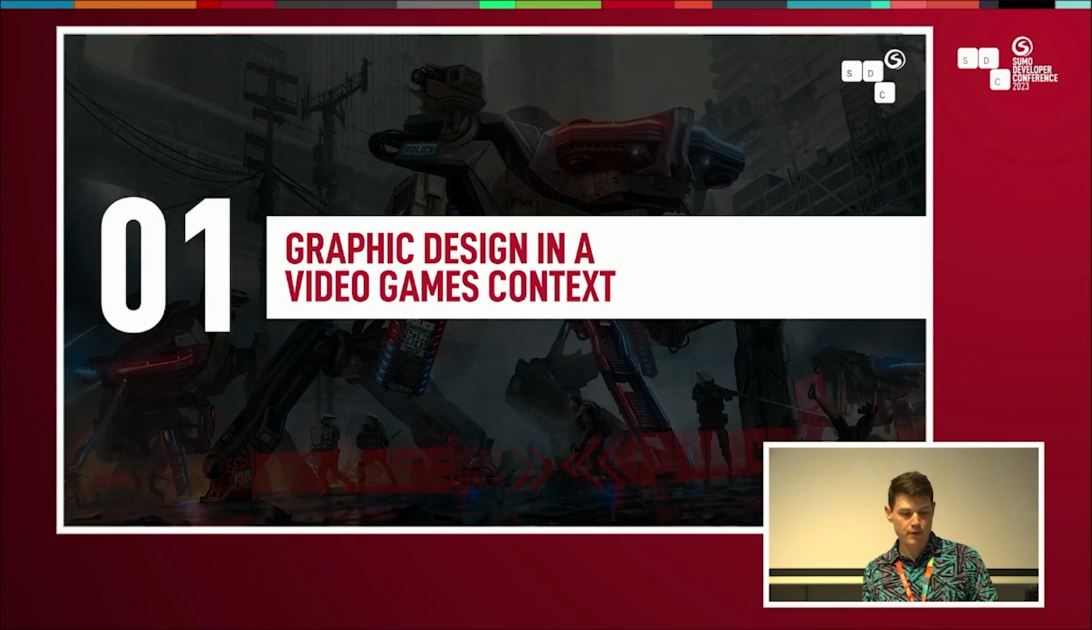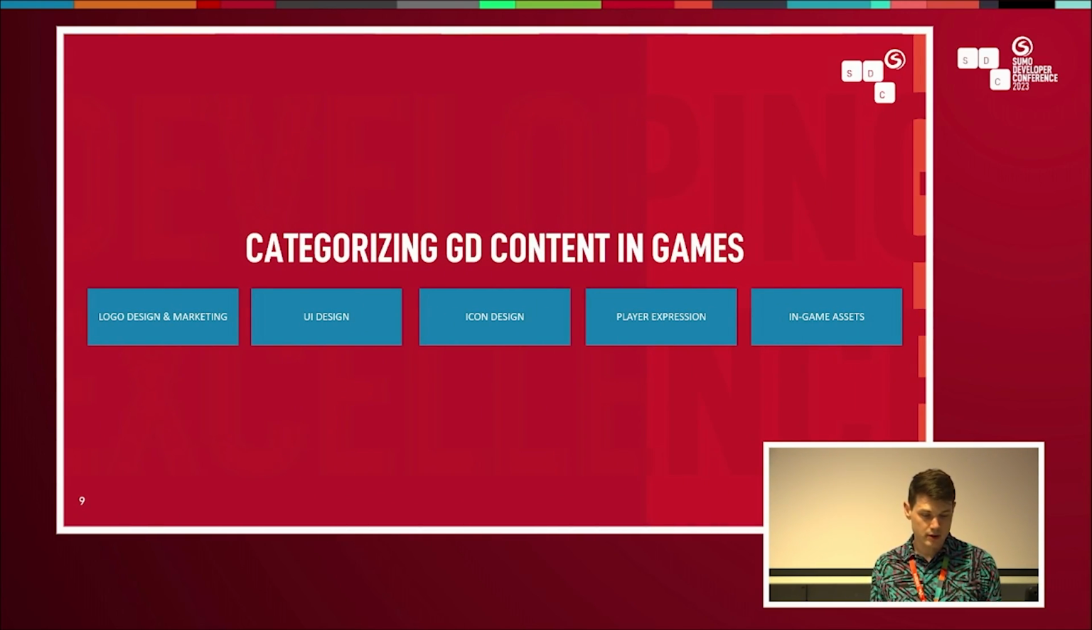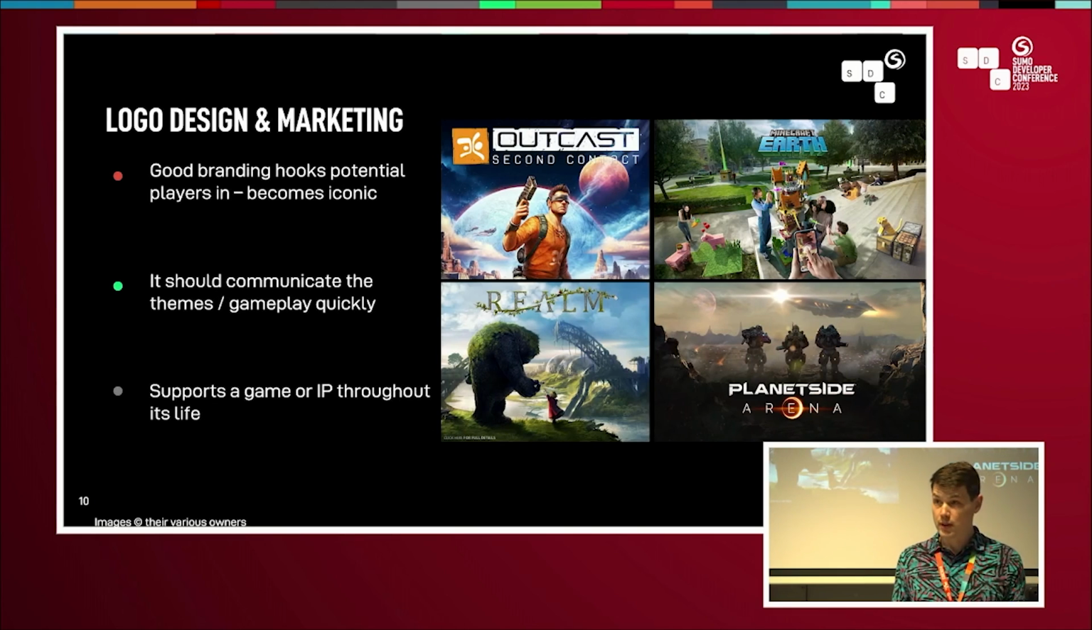So when I talk about graphic design in a video games context, there's basically 5 different categories that I think about. Those are logo design and marketing, UI design, icon design, player expression, and in-game assets. So let's just do a brief run through of what those are.